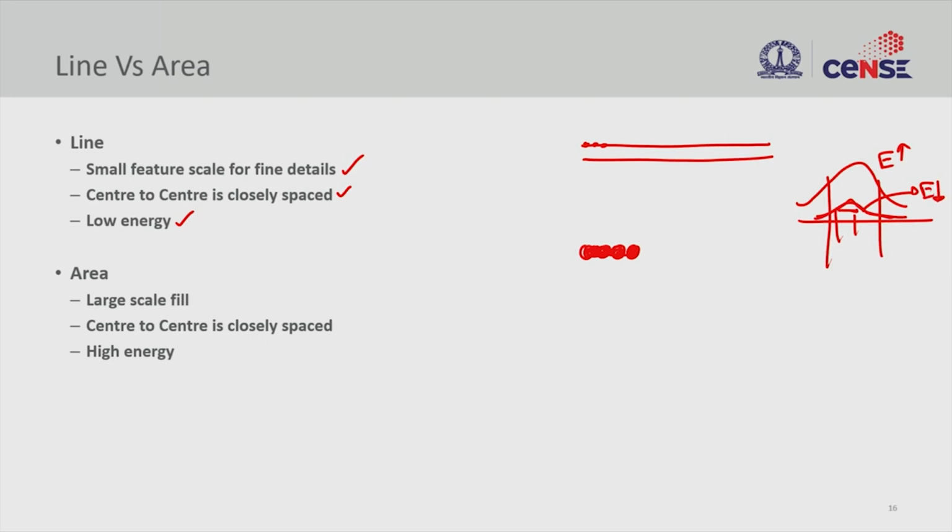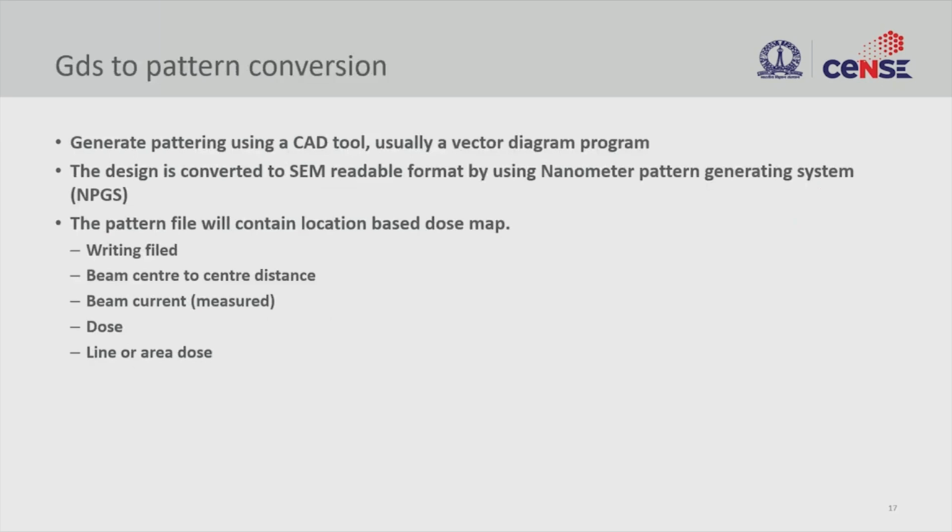And in the area scan, you will have large areas to fill, right? Instead of writing a line, if you have large patterns, you can use this large pattern for writing. And then here the center to center distance is also closely packed, but you use high energy, right? So high energy will give you large area fill.